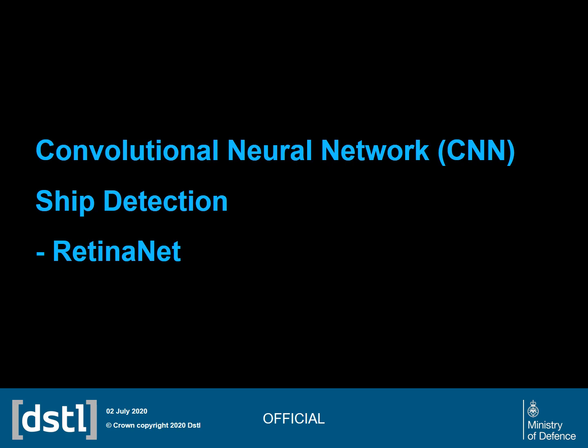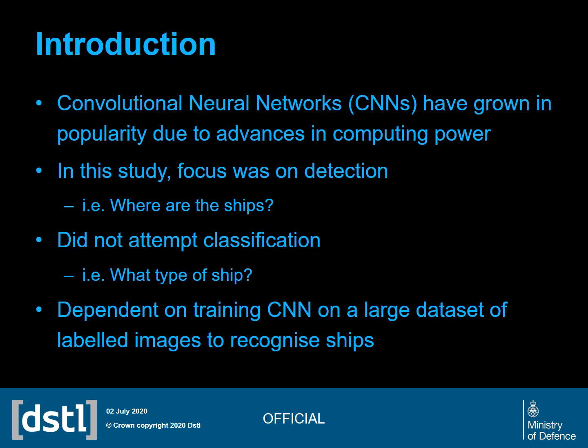Hi, my name is Toby and I'm going to be talking about the alternative convolutional neural network method of ship detection. This approach to object detection has grown in popularity in recent years due to advances in graphical processing power. In this study we focused on detecting ships, so trying to find where they are located.